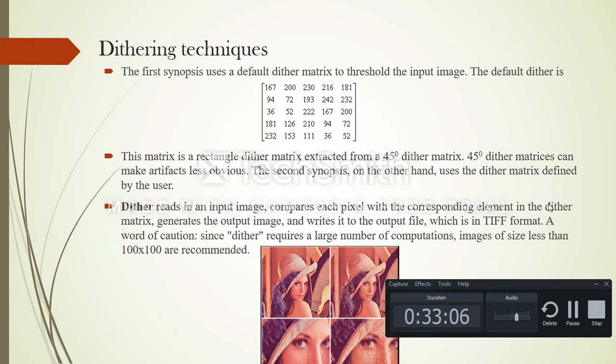The first synopsis uses a default dither matrix to threshold the input image. The default dither matrix is given below. This matrix is a rectangular dither matrix extracted from a 45-degree dither matrix. A 45-degree dither matrix can make artifacts less obvious. The second synopsis, on the other hand, uses the dither matrix defined by the user. Dither reads in an input image, compares each pixel with the corresponding element in the dither matrix, generates the output image and writes it into the output file, which is in the form of TIFF.